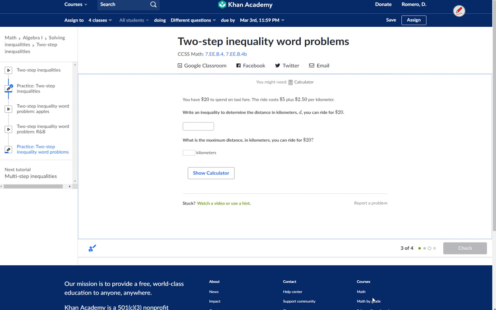You have $20 to spend on taxi fare. The ride costs $5 plus $2.50 per kilometer. Back in the days of the cavemen before Uber, we had to ride taxi cabs. Write an inequality to determine the distance. So look, they've defined the variable for us. We're looking for a distance that you can ride for $20. Okay, so let's go. What does the ride cost? Look for keywords. What does it cost?